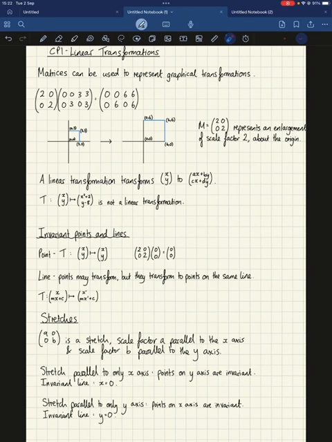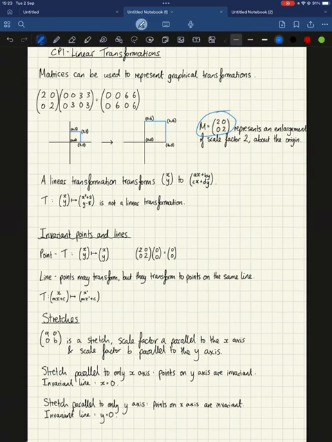Now a linear transformation transforms this general point (x, y) to (ax + by, cx + dy). This transformation over here does not follow this, so it is not a linear transformation, because we're going from an x to x squared plus 2. Now x squared plus 2 is not in the form ax plus by, so it is not a linear transformation. And the same over here, this does not become cx plus dy. We're getting constants over here which aren't in the form at all. So therefore this transformation is not linear.